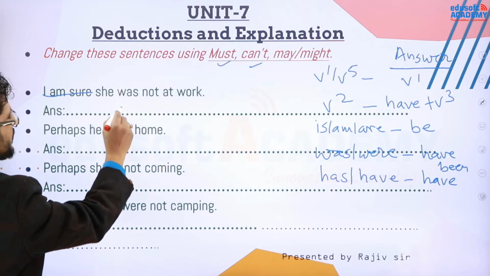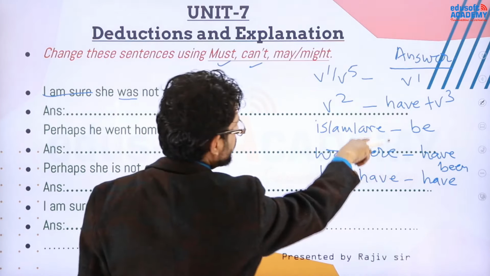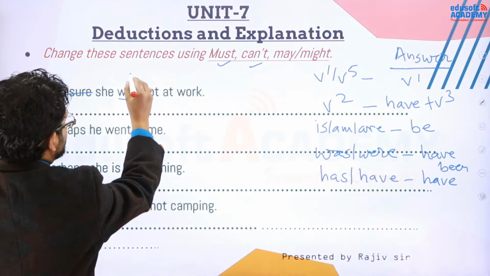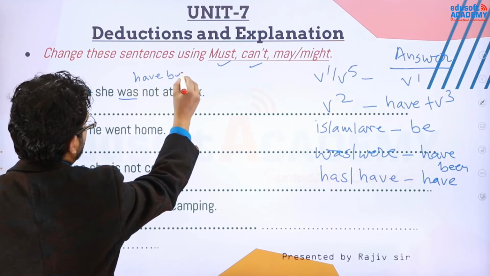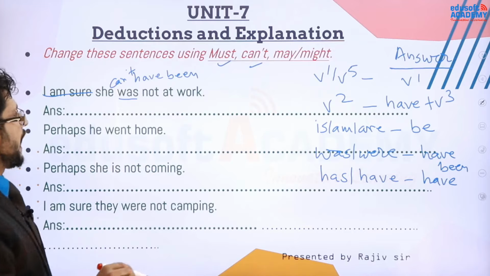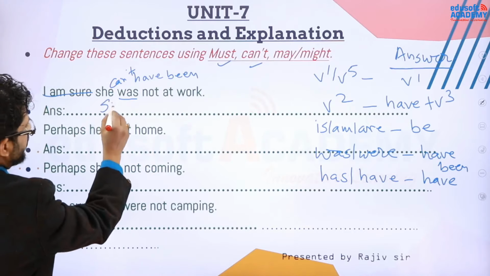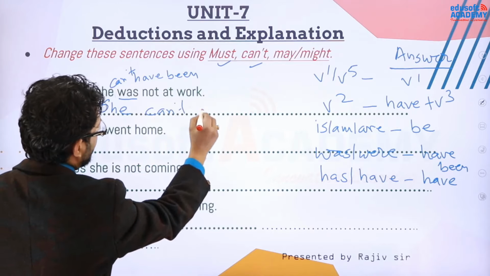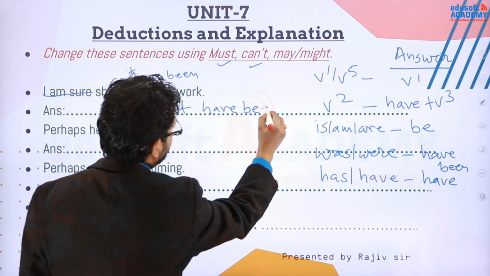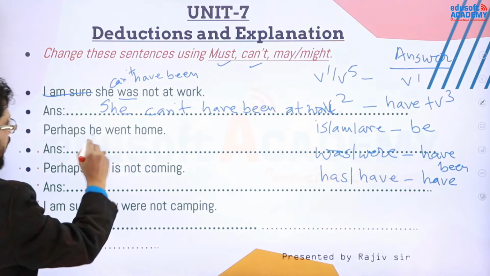And here you can see she was not at work. So what does it change into? Have been. So you can easily write here have been, but it is a negative sentence. That's why you can write here can't. So the answer is she can't have been at work. Okay, perhaps he went home.